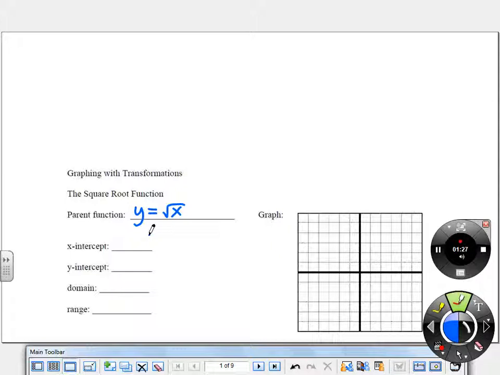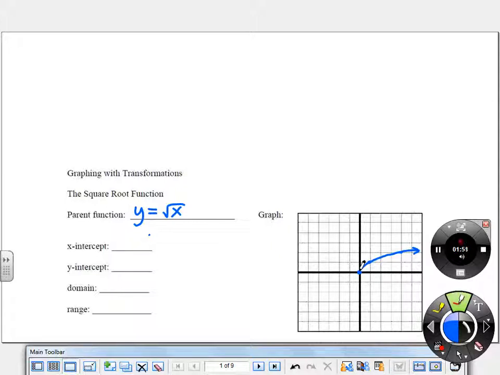And then since there's no negative in front of the square root, we only expect positive y values as the outcome. So if we plug in 0, the square root of 0 is 0. If we plug in 1, the square root of 1 is 1. And if we plug in 4, the square root of 4 is 2. So we get this curve. It does not flatten out. It does keep growing, but it just grows very slowly.